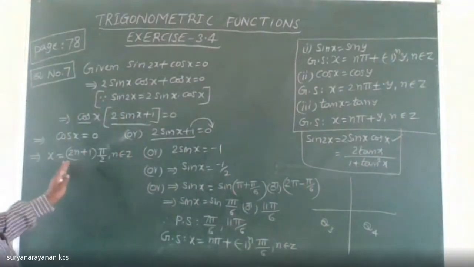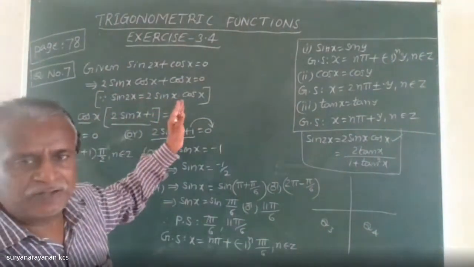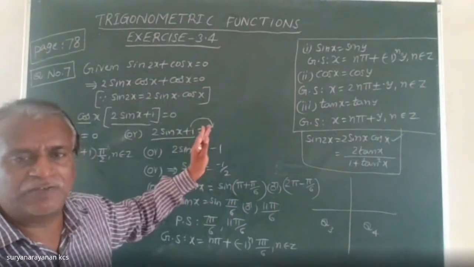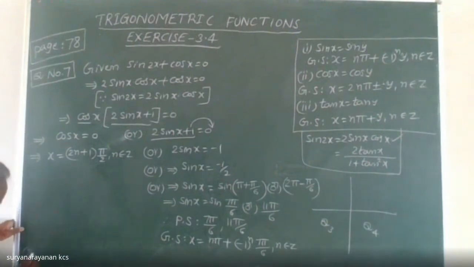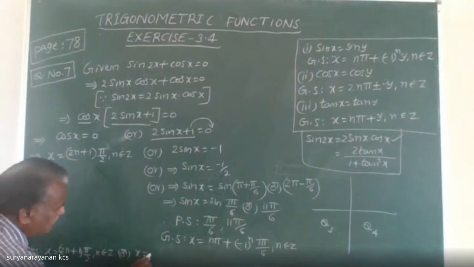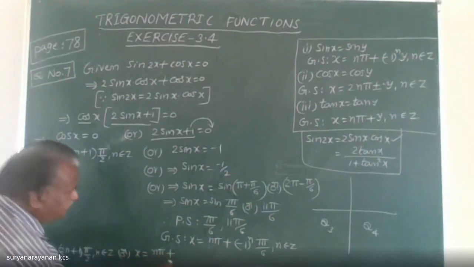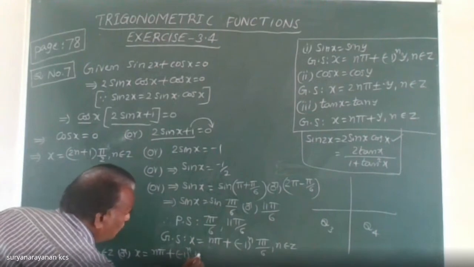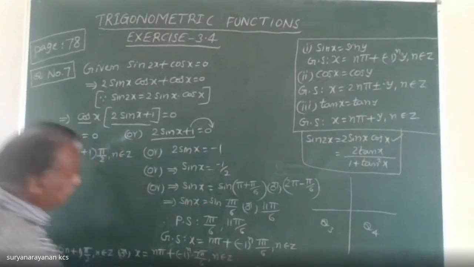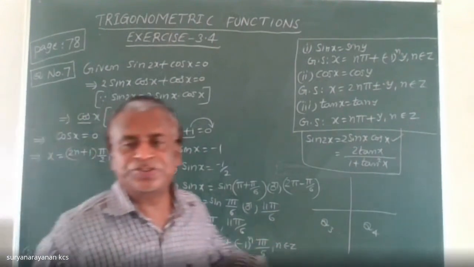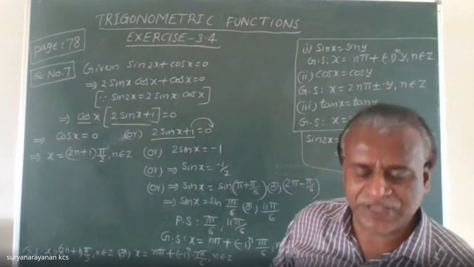So finally, the general solution of the given equation is x is equal to 2n plus 1 into pi by 2, n belongs to z, or x is equal to n pi plus minus 1 whole power n into 7 pi by 6. This is the general solution of the given trigonometric equation.